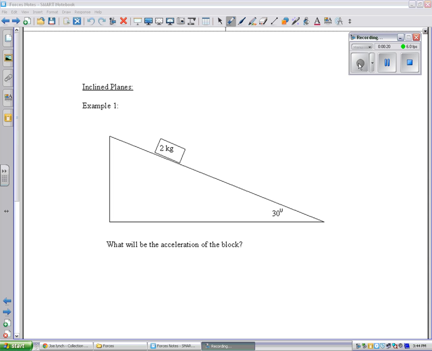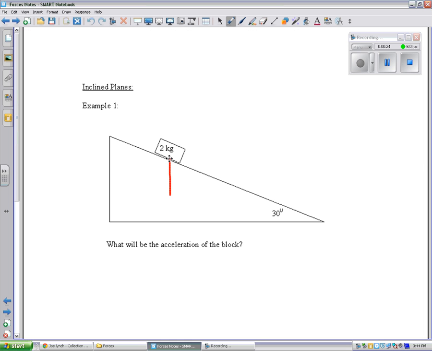The first force is going to be gravity. Gravity always points straight down towards the center of the Earth. So we're going to draw our arrow straight down. We're going to label it Fg. We know the size of it is going to be 2 kilograms times 10 gives me 20 newtons.